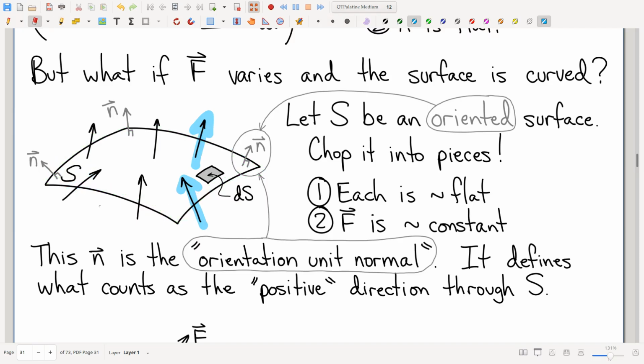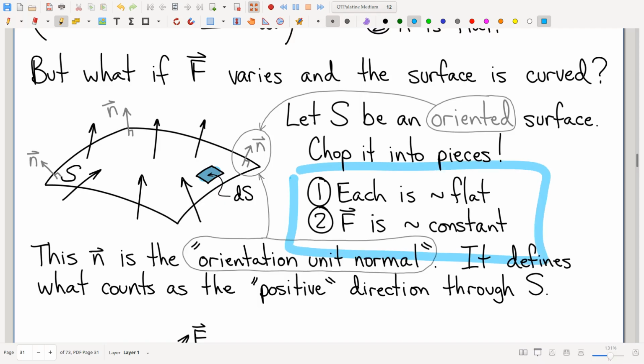Well, look, what we do in this class, right? Pretty much everything we do in this class is we consider hard problems that, if you chop them up into little pieces, become easy problems, and then we add up over all of those little pieces, right? So we're going to do exactly that. We're going to consider one little piece at a time, and we're going to talk about how much flux there is through each little piece. And of course, each little piece is approximately flat.